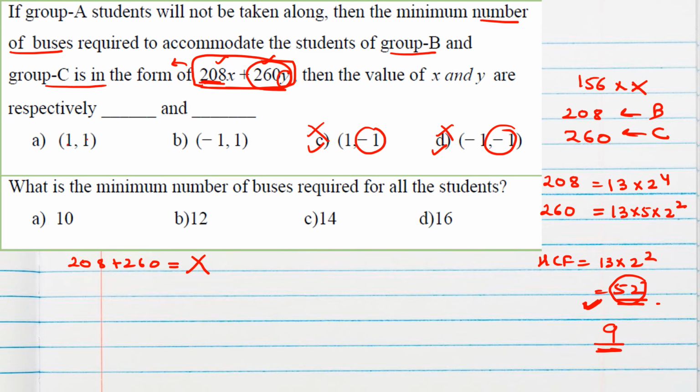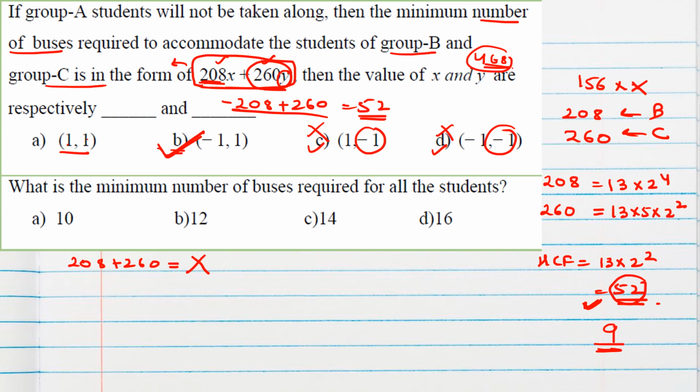Now in this option, if you substitute 208 minus 208 plus 260, you will get 52, which is the HCF we got. So this can be our correct answer. If you substitute 1 also, that will give 260 plus 208, isn't it? That means 468. So 468 gives the total number of students in group B and C. That doesn't give the number of buses. Okay, so this B can be our answer.